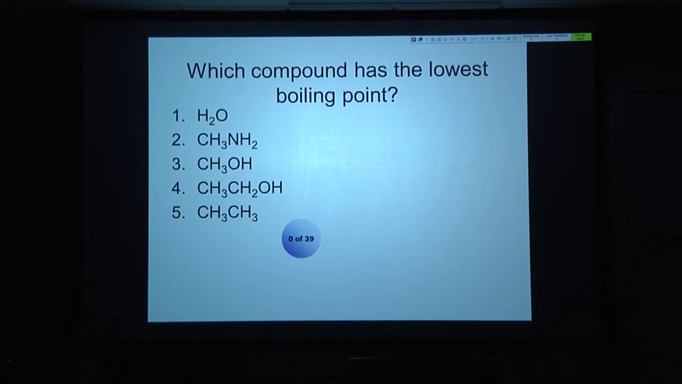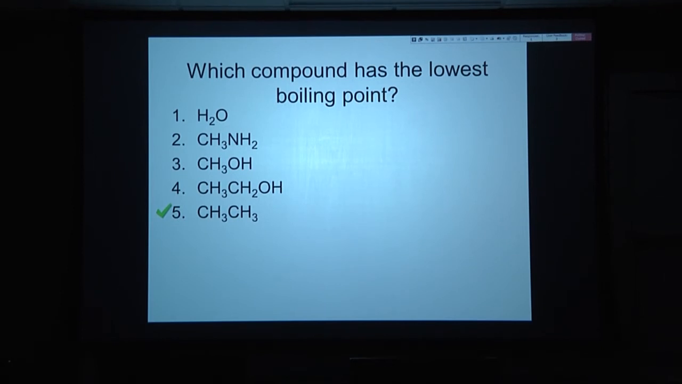All right, so here is an application of these things. Which of the compounds has the lowest boiling point? Pause the video and see if you can figure out which one would have the lowest boiling point. Another way to ask yourself this question would be, which of these has only dispersion forces present? All right, pause the video and see if you can get which one has the lowest boiling point. Okay, the answer is ethane on the bottom.